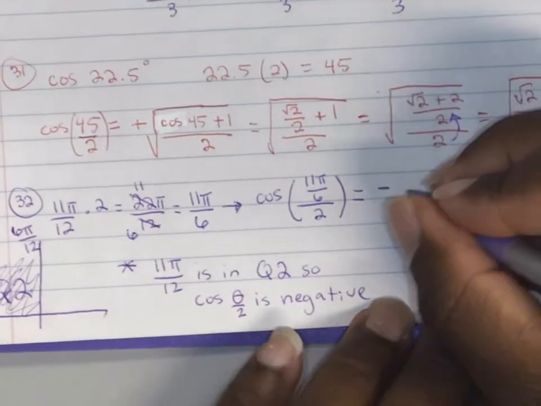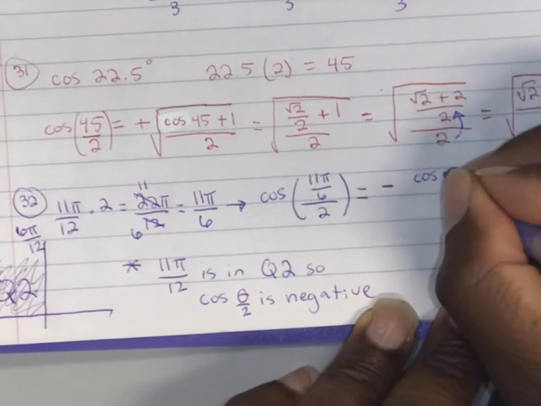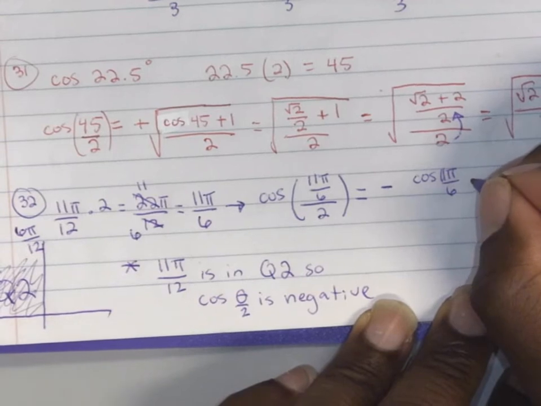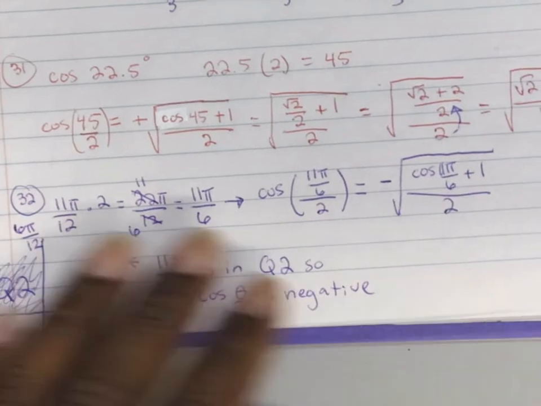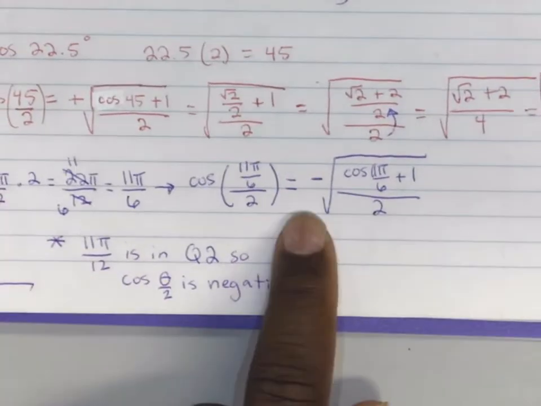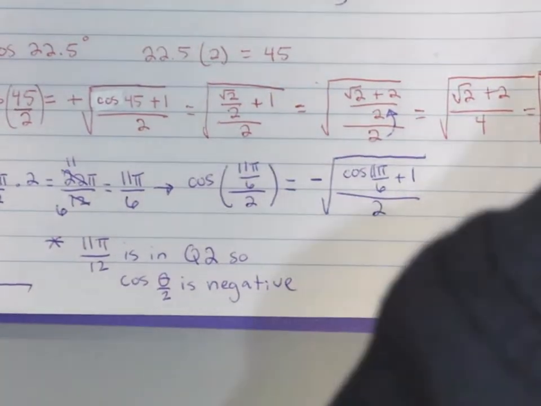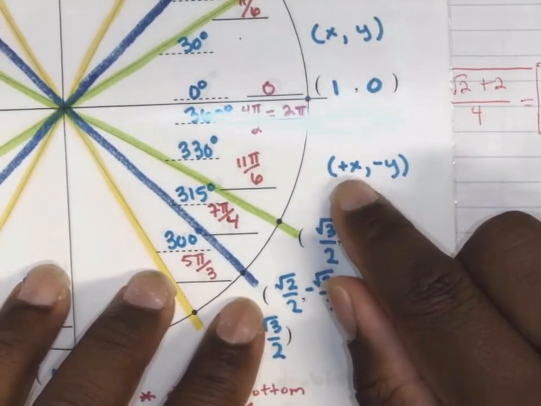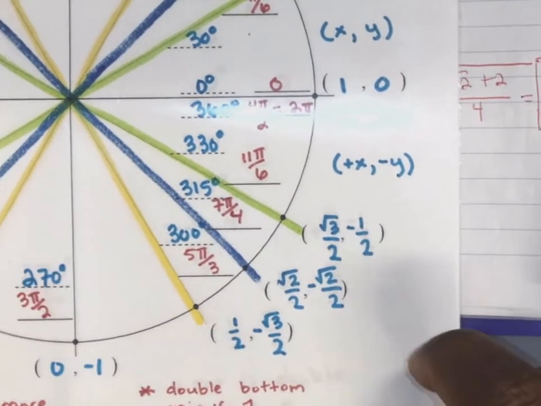Cosine theta, and I'm doing cosine of 11 pi over 6 plus 1 over 2. I'm probably going to run out of space on this one. Cosine of 11 pi over 6. Over 6 is a 30. Cosine of the 30s is root 3 over 2. So 11 pi over 6 is here. The x coordinate is root 3 over 2. So that's the exact value I'll put in.